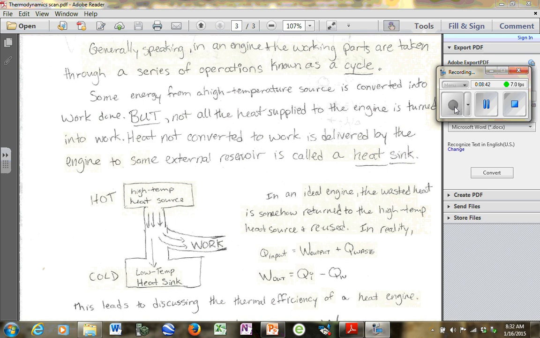In an ideal engine, the wasted heat is somehow returned to the high temperature heat source and reused. You're going to read about things that have tried to do that, like especially the Stirling engine. So when you read the article tomorrow or in the next phase, you definitely want to focus on that one in this context. You want to see how that works to try to take this lost energy and plunk it back up here and see if we can reuse it.